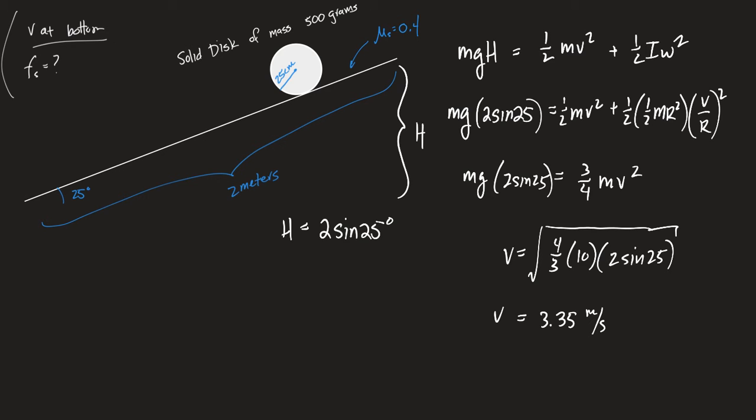One thing to keep in mind, it's never going to be faster than the square root of 2gh. It won't be faster than that. So you can always get the square root of 2gh real quick and make sure that your number is not bigger than that. It'll have to be smaller.